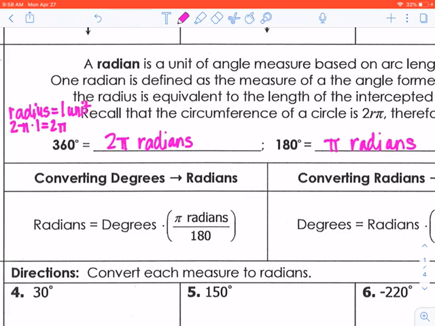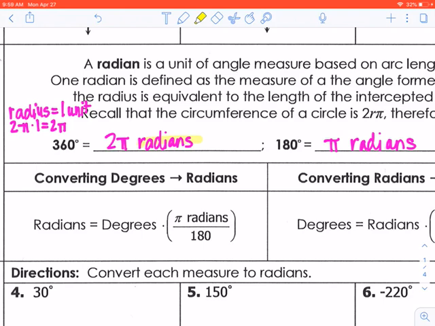Now, you'll notice I put this word radians here. We don't have to write that out, okay? When we see the pi in our angle measurement, we know that is radian measure. So there's no real symbol for radians. It's just when we see the pi in there, we know that it's radian measure, okay?